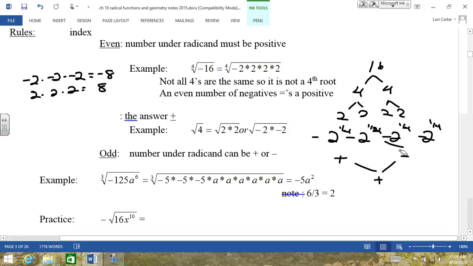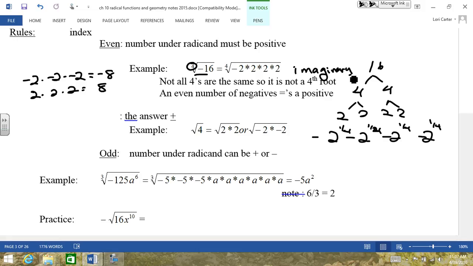Guess what kind of number this is? Imaginary. So if you have an even index and a negative number, you're going to put down that it is an imaginary number. Do you want to know what the true answer is? Do you want to know?